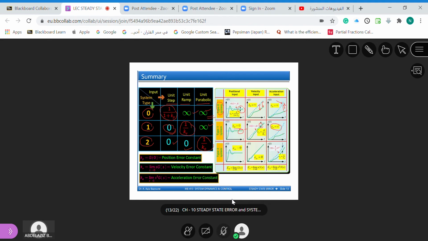For the type 2 system, the steady state error for position is 0. Here it's 0 and here it's 0, so it is 0 also for the velocity input. As you can see, the output and the input will be the same when t goes to infinity. It will have a finite value when we have the acceleration input. The steady state error will be A over Ka.